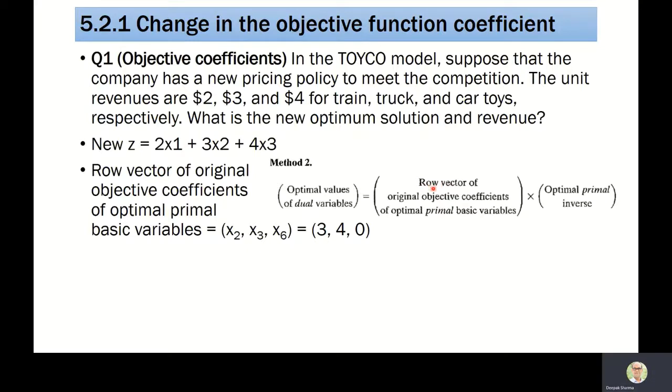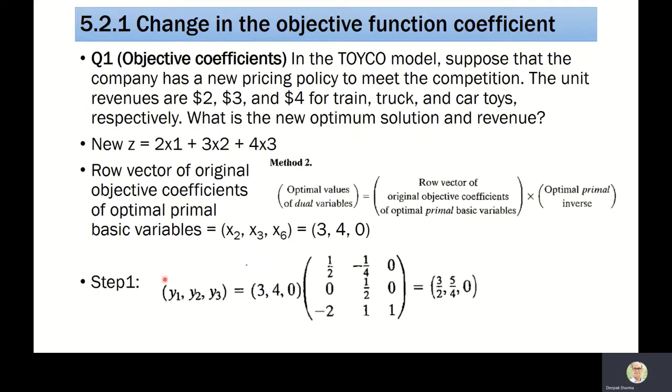So here let us calculate the row vector of the original objective coefficients of the optimal primal basic variables. What are the basic variables in the primal optimal simplex table? X2, X3, X6. And what are their original objective coefficients? Look at the new Z. X2 corresponds to 3, X3 we have 4, and there is no X6, so we have written 0. So by using step 1, we can find the values of y1, y2, y3. So we have 3, 4, 0 as a row vector. We have the inverse from the simplex table, and we get 3 by 2, 5 by 4 and a 0.